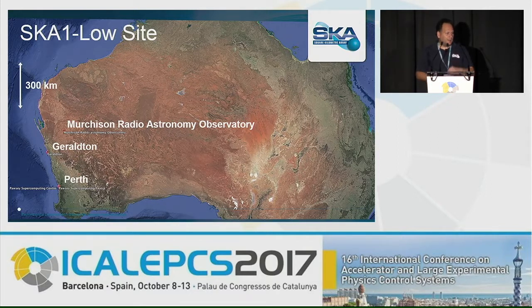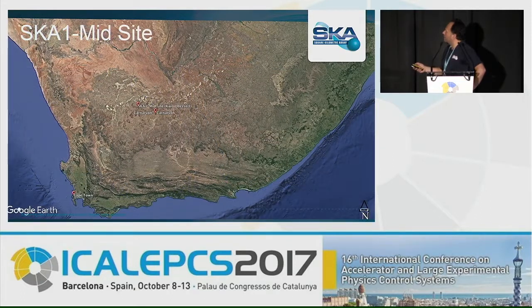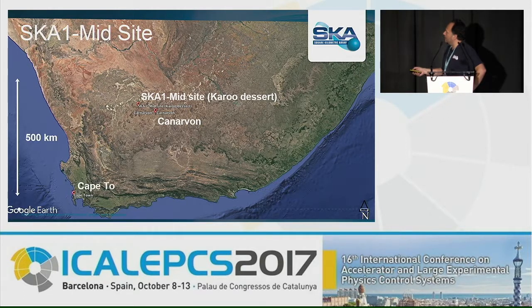For the mid site, we have it in South Africa. So here for a scale, these are 500 kilometers. That's where this main site is located. This is one of the engineering centers that we will have nearby, in Cape Town. The reason we are in these deserts is because we are very sensitive to radio frequency interference, so we need to avoid it.